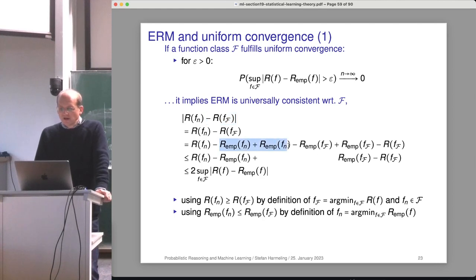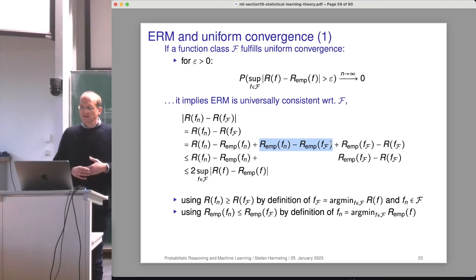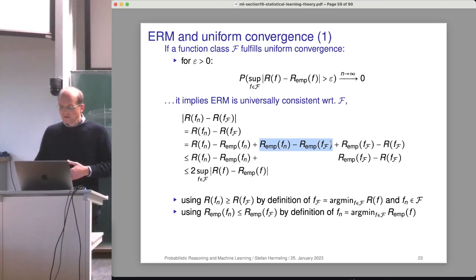Next, let's introduce some zeros. We can subtract the empirical risk and we can add it, and we can subtract the empirical risk for this function f sub F and we can add it. So nothing changes in the next step. And next, we have an inequality where we omitted the middle term here. Let's think about that one. If we want to omit it, it means that this term is smaller than zero, so it's a negative term. And if I omit a negative term, then the whole expression gets larger. That's why we're having greater or equal.